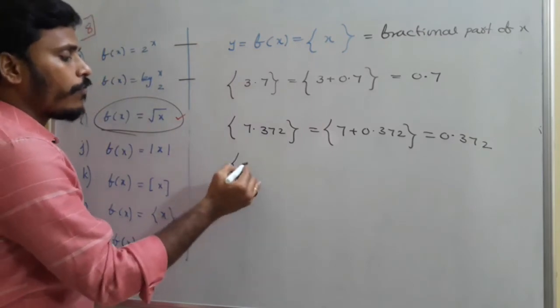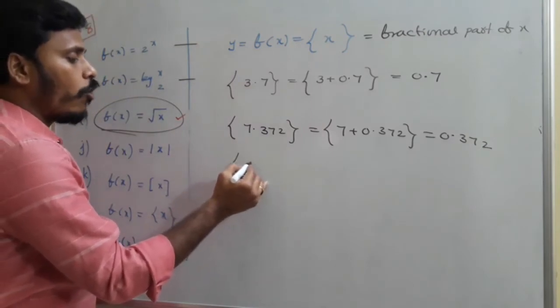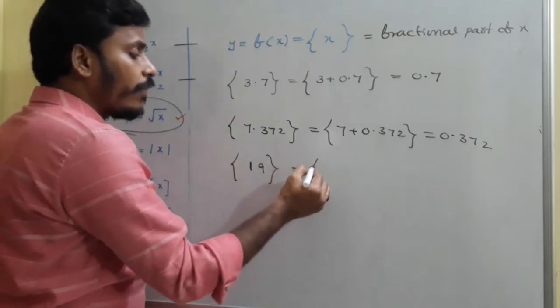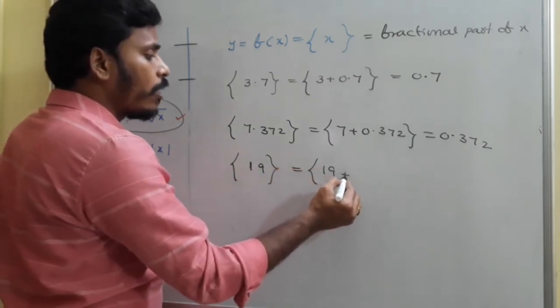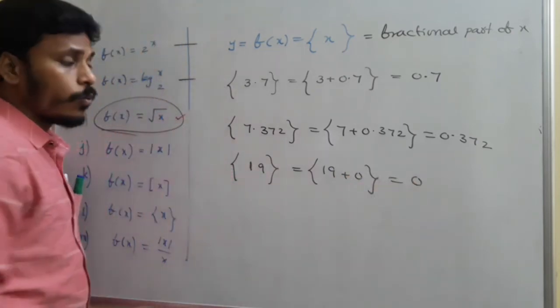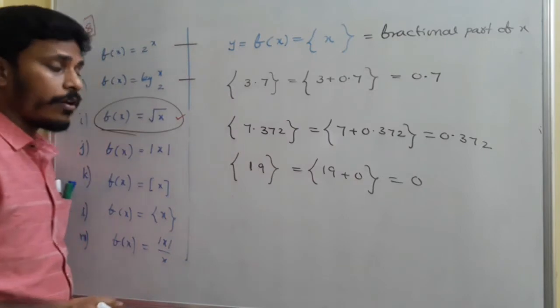Okay. For suppose if I have the fractional value of 19. See, in this 19 there is no decimal part. So you just write that 19 as 19 plus 0. Your answer is what? 0, because there is no decimal part here.